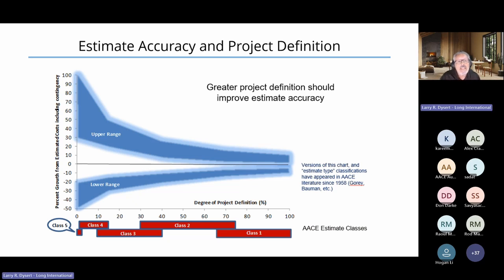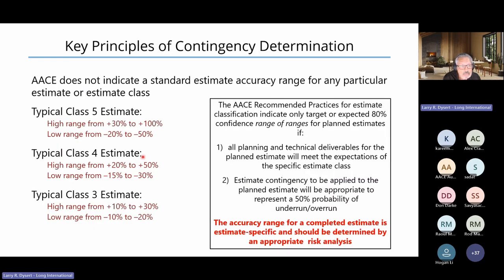Now we're going to understand that greater definition typically improves estimate accuracy. So as we move from class 5 to class 4 to class 3, most funding decisions are at class 3 level definition. But if we move further to class 2, as we get more definition, as we reduce the number of assumptions that we're making, as we get better pricing and better scope definition, these ranges do narrow, as shown in this diagram.